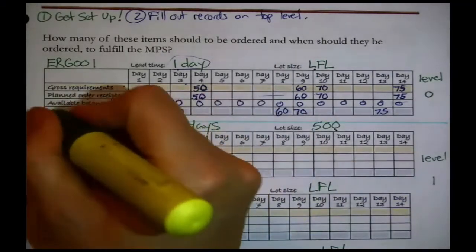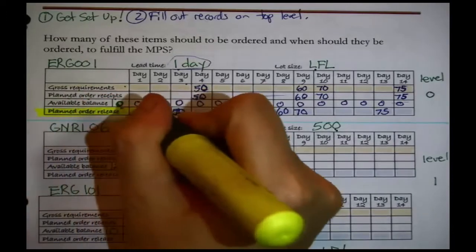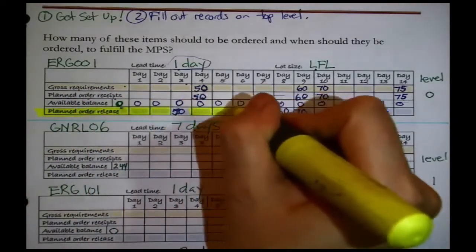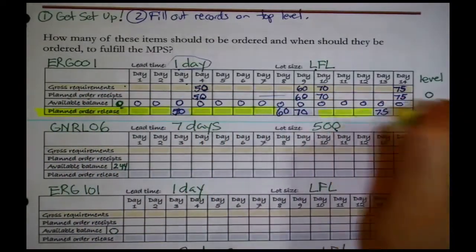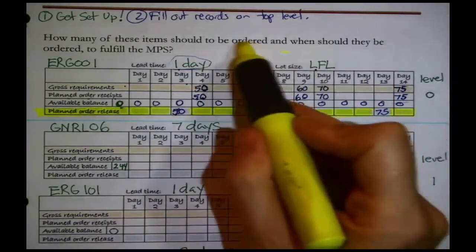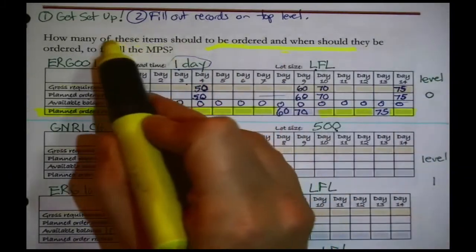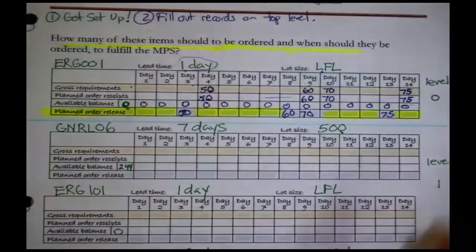And this is really what we wanted to know: how much we should order and when we should order it, just like what was asked here of the actual finished game. Okay, all right, fine. I filled out the record on the next level. What now? Step 3. Step 3 in MRP.